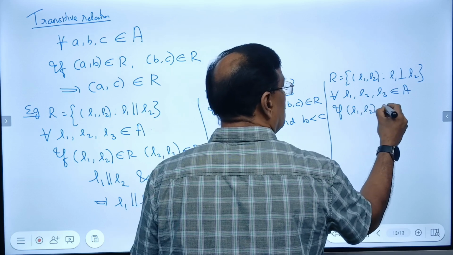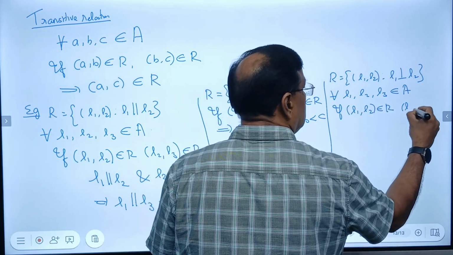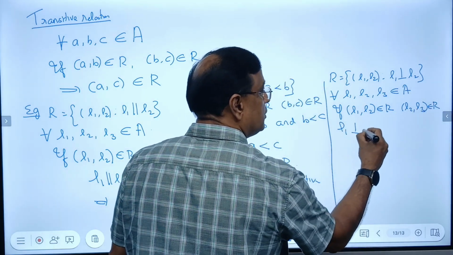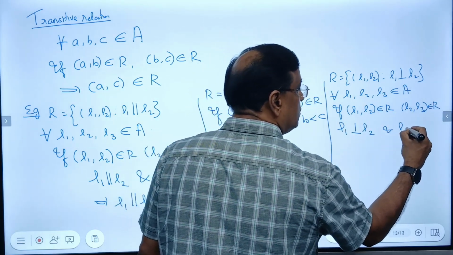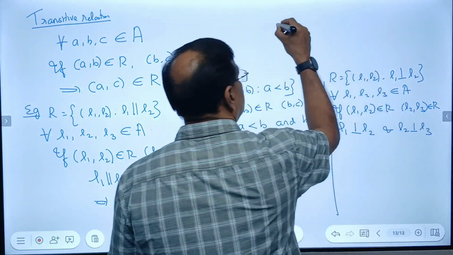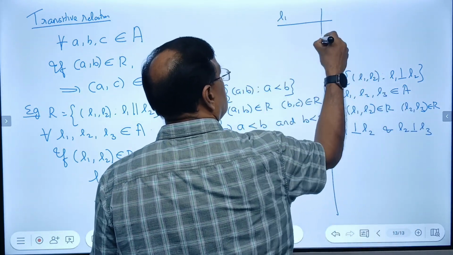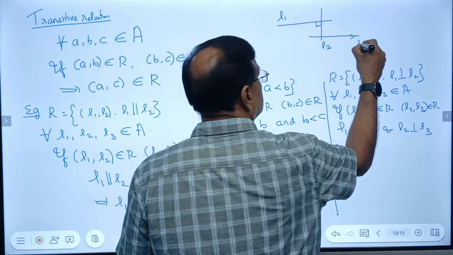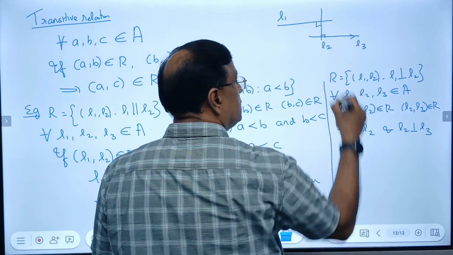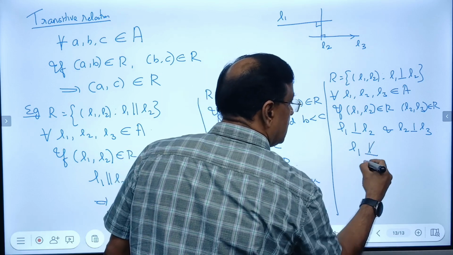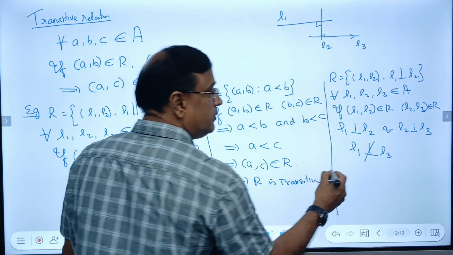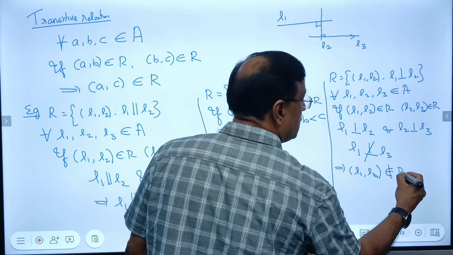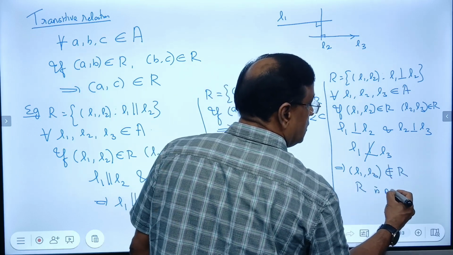L1, L2 belongs to R and L2, L3 belongs to R. That means what? L1 is perpendicular to L2 and L2 is perpendicular to L3. See this? L1 is perpendicular to L2, correct? And L2 is perpendicular to L3. So L1 and L3 are not perpendicular. They are not perpendicular, correct? So this implies L1, L3 does not belong to R. Therefore, R is not transitive.